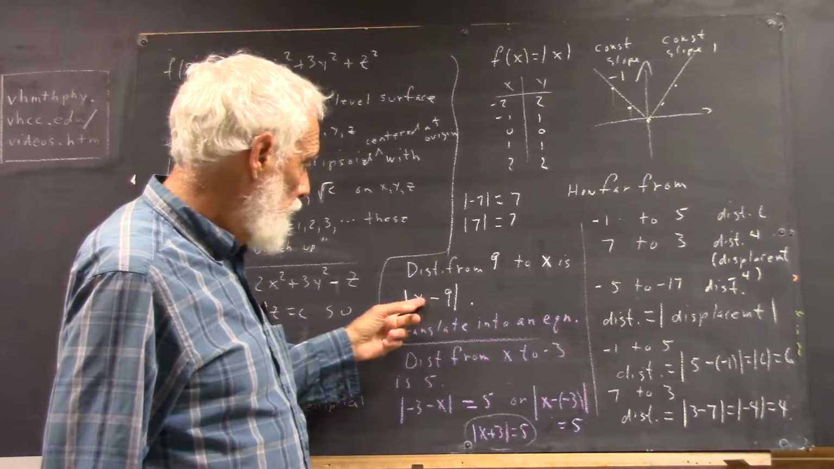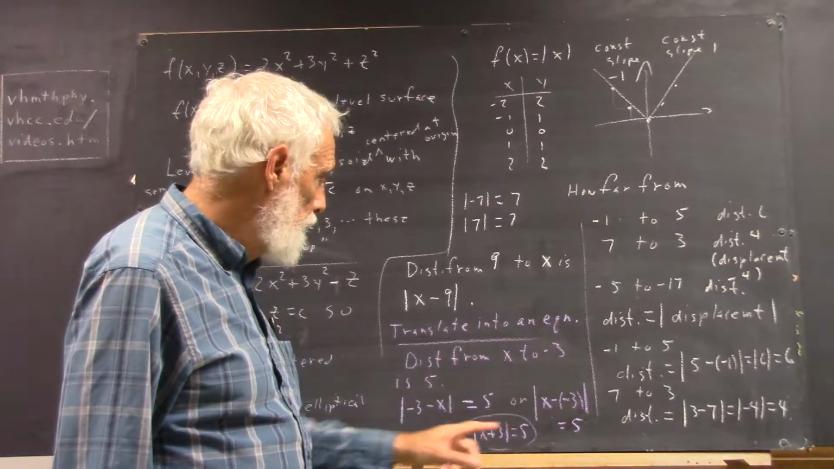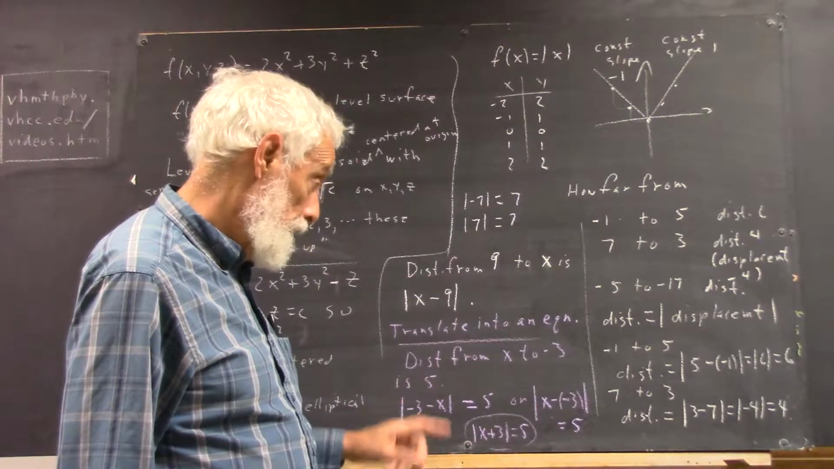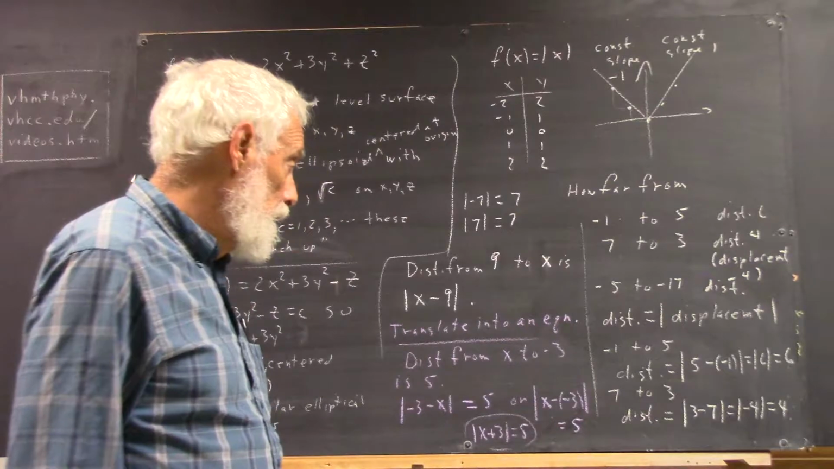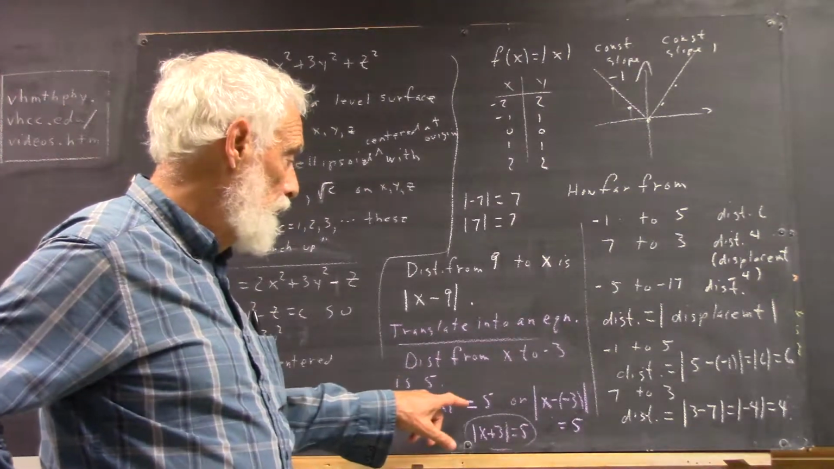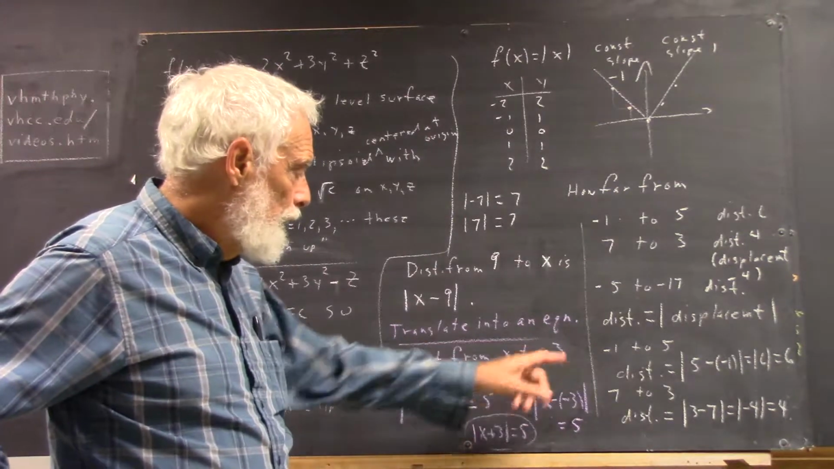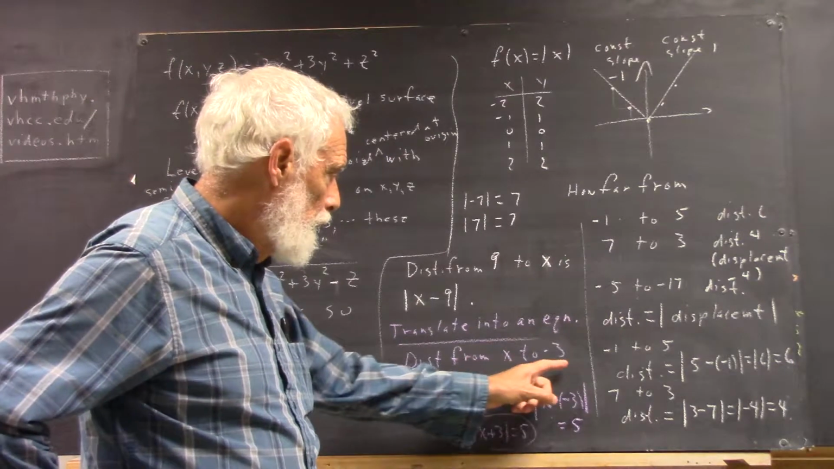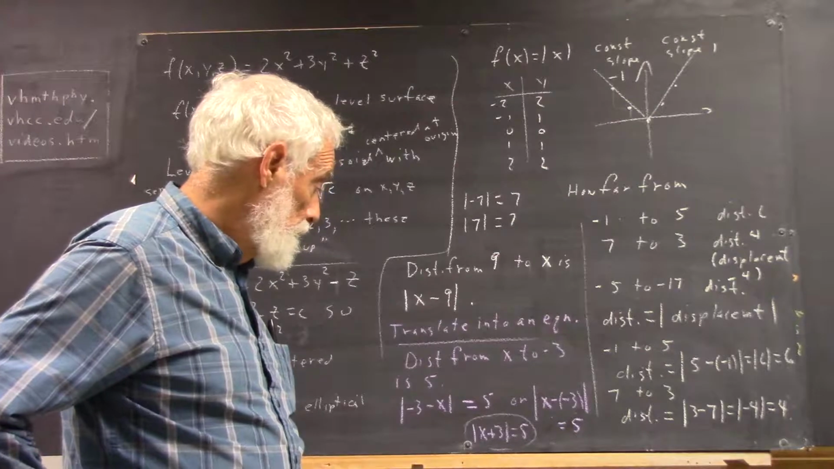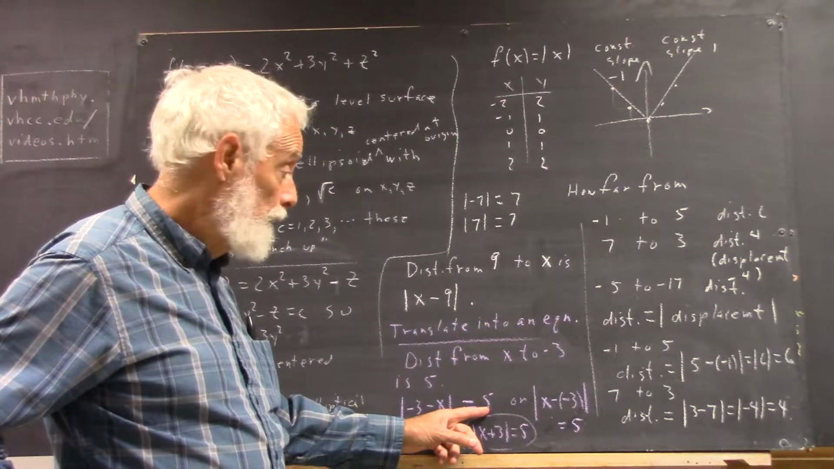Now, translate this statement into an equation: the distance from x to negative 3 is 5. People did pretty well with this. Not everybody got it, but everybody got something close. They had an absolute value of something equal to 5. Let's be careful, though. From x to negative 3, we subtract where we are from where we're going. We get negative 3 minus x, and so the absolute value of negative 3 minus x is equal to 5.